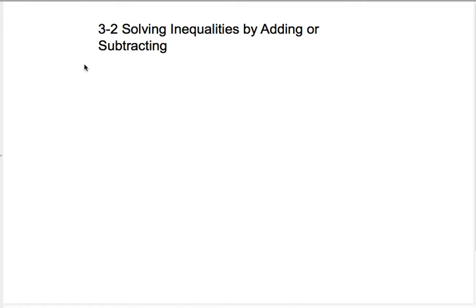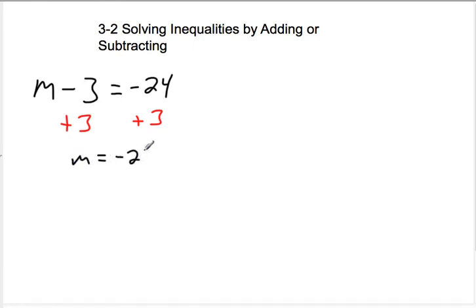In this video, I'll be talking about solving inequalities by adding or subtracting. What you'll find is that solving inequalities by adding and subtracting is the exact same as solving equations with adding and subtracting. So if I give you this equation, m minus 3 equals negative 24, you would solve it by adding 3 to both sides and getting m equals negative 21.